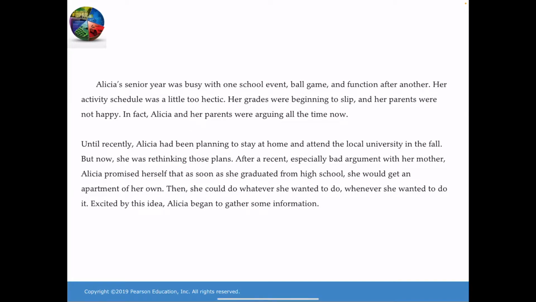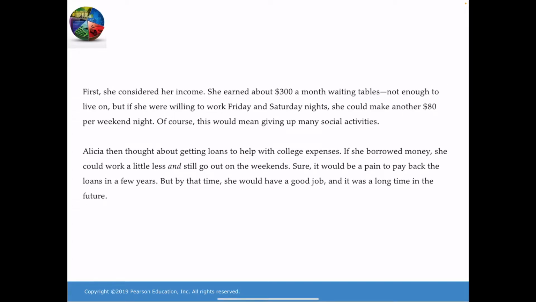Excited by this idea, Alicia began to gather some information. First, she considered her income. She earned about $300 a month waiting tables, not enough to live on. But if she were willing to work Friday and Saturday night, she could make another $80 per weekend night. Of course, this would mean giving up many social activities.